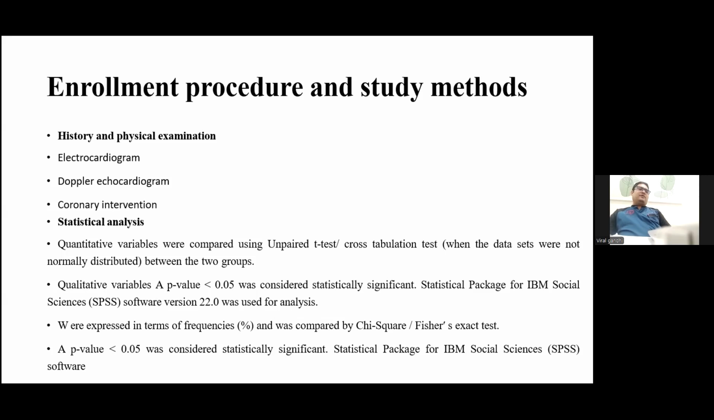And we drew some variables. Quantitative variables were compared with the unpaired t-test, and qualitative variables were compared by the chi-square or Fisher's exact test. We took a p value of less than 0.05 as significant, and the software used was SPSS.